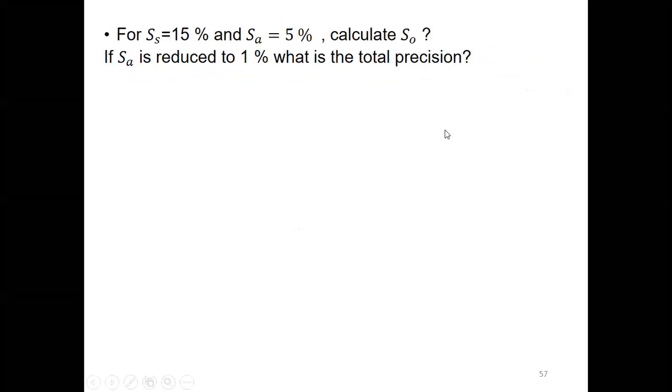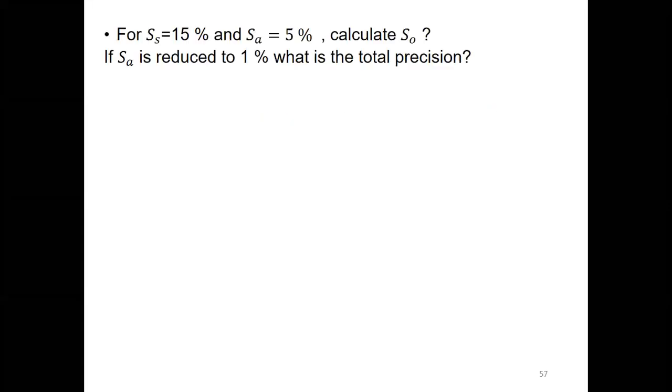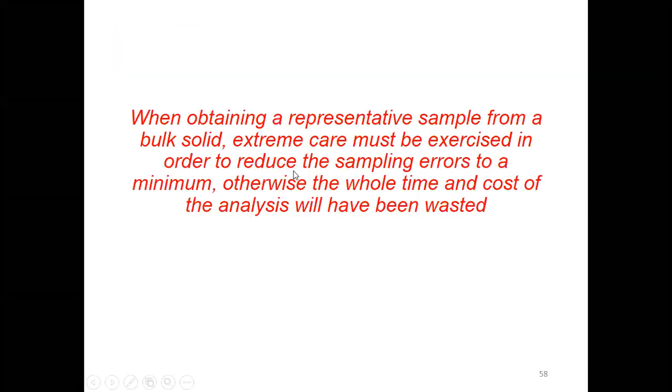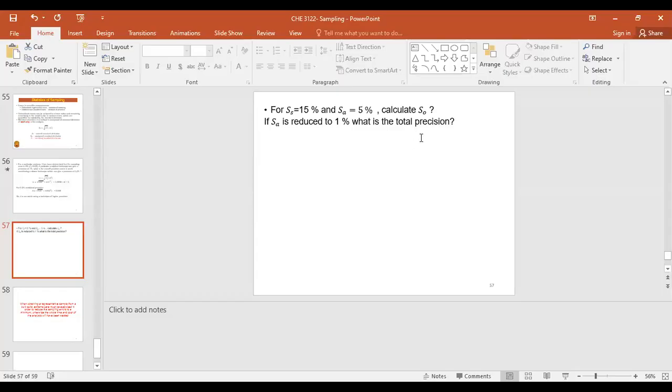All right. I have another question. This one, you can try on your own. So for SS, it's 15% and SA 5%. And if it's reduced to 1%, what is the total precision, right? You guys can do this calculation.